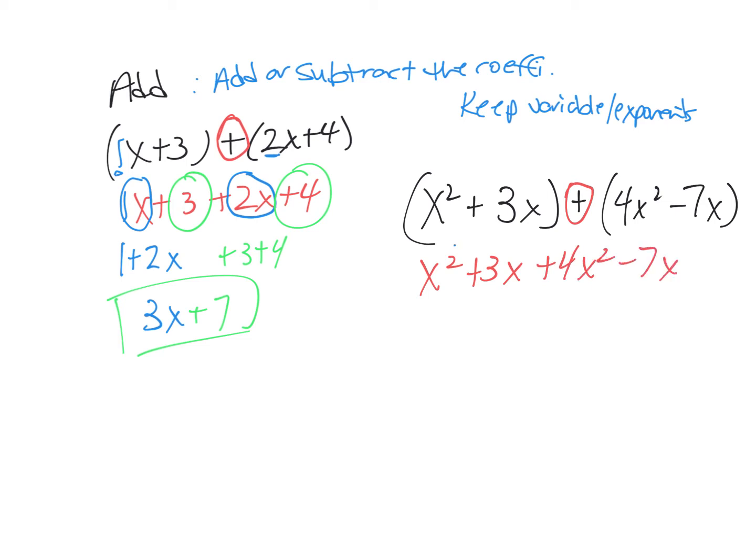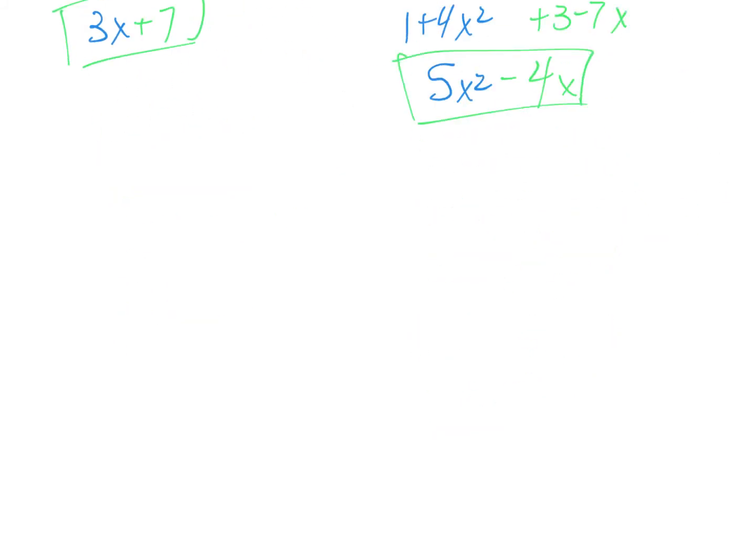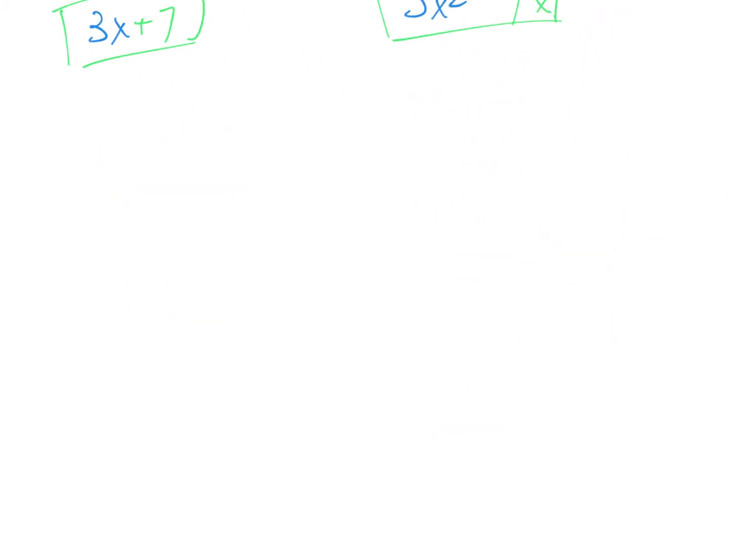So we're going to combine like terms. So I have an x squared and an x squared. So I have 1 plus 4 x squared, so we get 5x squared. And then I have a 3x and a negative 7x, so it's a positive 3 minus 7x. So we get negative 4x. And that is our answer. So remember what we're doing is we are just simplifying. So then let's look at subtracting some stuff that we've already been talking about.